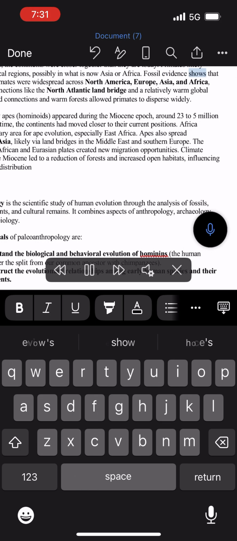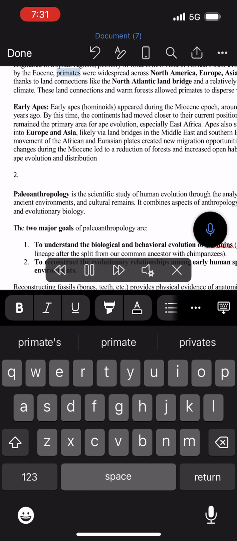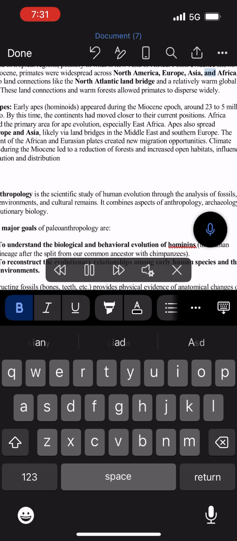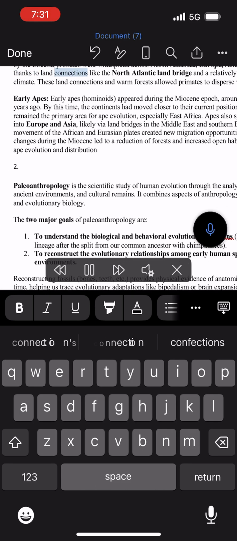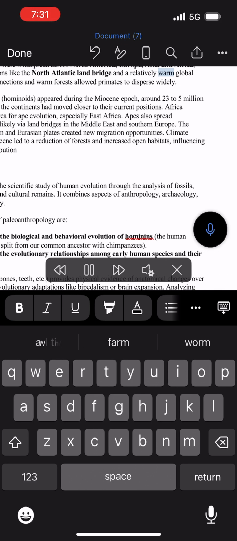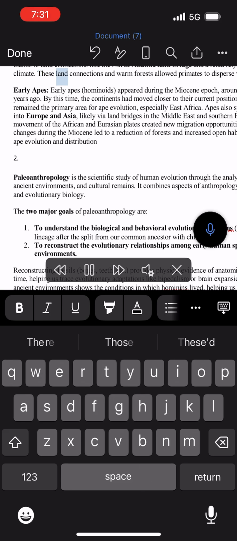Fossil evidence shows that by the Eocene, primates were widespread across North America, Europe, Asia, and Africa, thanks to land connections like the North Atlantic Land Bridge and a relatively warm global climate. These land connections and warm forests allowed primates to disperse widely.